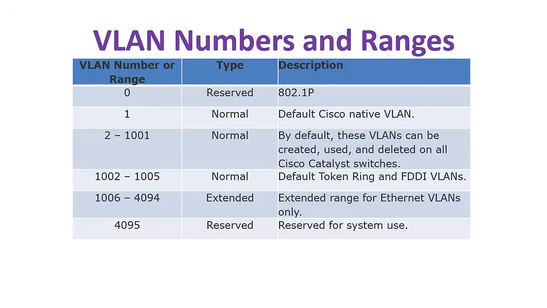Now, there are some standard VLAN numbers and ranges you should know. Specifically, let's focus on 2 to 1001. These VLANs are created, used and deleted on all Cisco Catalyst switches. And another one that you should really focus in on is the range of 1006 to 4094. This is an extended range of VLANs for Ethernet VLANs only. Now, you may be asked about these other ranges, but I would focus in on VLAN ranges 2 to 1001 and 1006 to 4094.